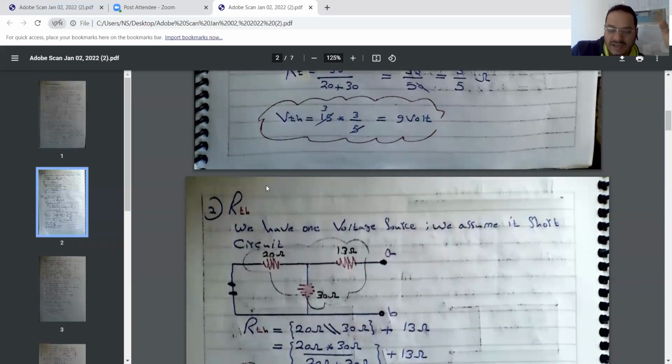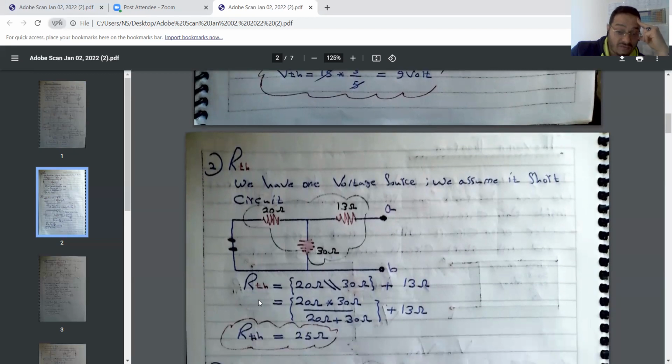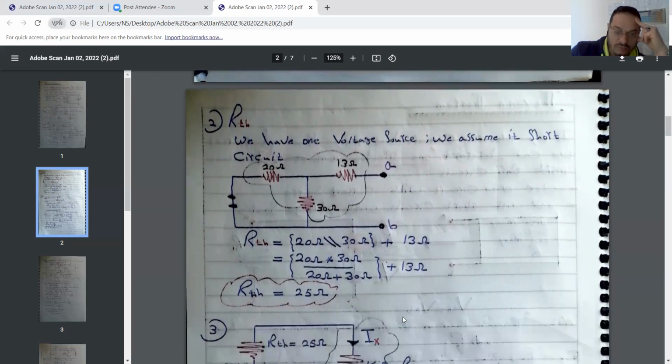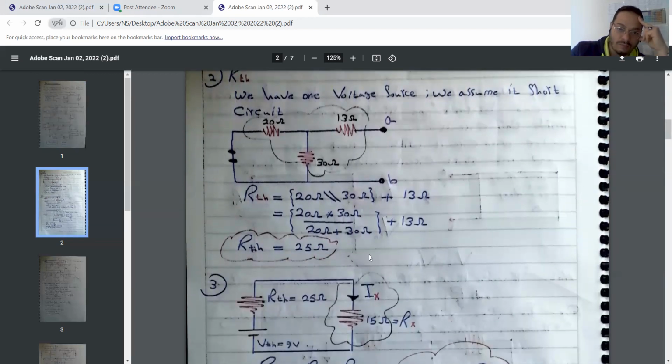Now let's calculate the Thevenin resistance. After we have VC, that means we can calculate VA, which equals the Thevenin voltage, but we need to calculate the Thevenin resistance. We have one voltage source. We assume it's a short circuit, like I said before. Now the Thevenin resistance equals 20 ohm dot 30 divided by 50, plus 20 ohm, to be 25 ohm.